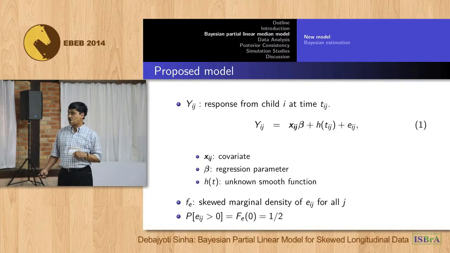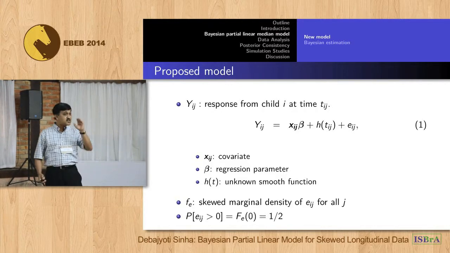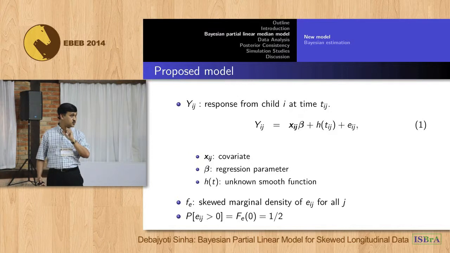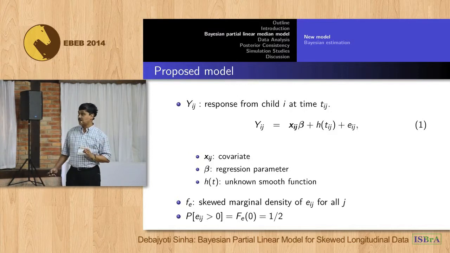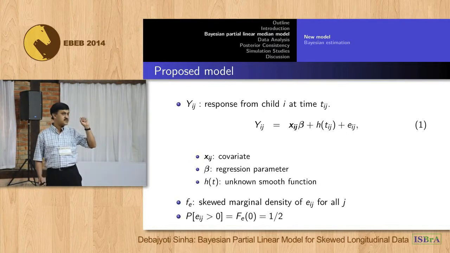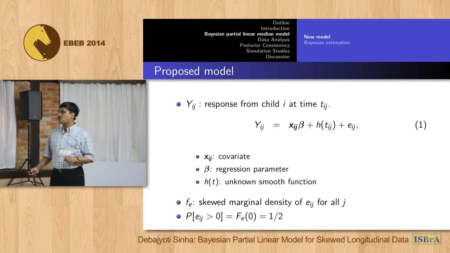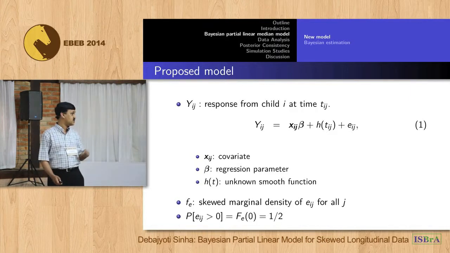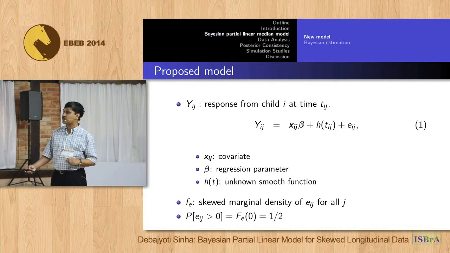Okay. So our assumption is that the error distribution f_e is a skewed marginal density. So marginally, it has to be skewed. That's it. But its median is at zero. That's the basic idea. Its median is at zero. So marginally, this is the median of y_ij, at every component wise. Okay, that's what we are trying to get.